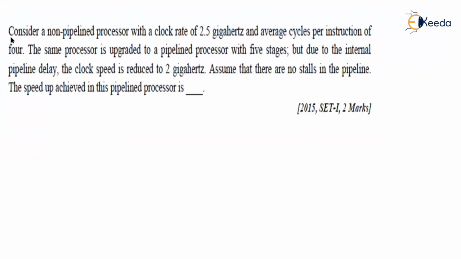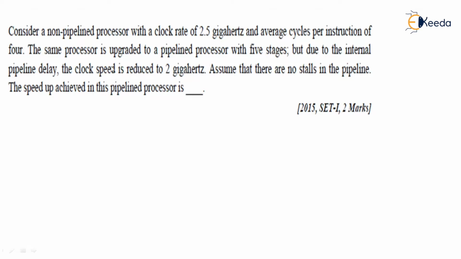Here it goes. Consider a non-pipeline processor with a clock rate of 2.5 GHz and average cycles per instruction of 4. The same processor is upgraded to a pipeline processor with 5 stages, but due to the internal pipeline delay, the clock speed is reduced to 2 GHz. Assume that there are no stall cycles in the pipeline. The speed up achieved in this pipeline processor is what?